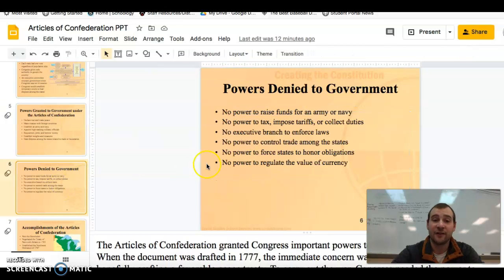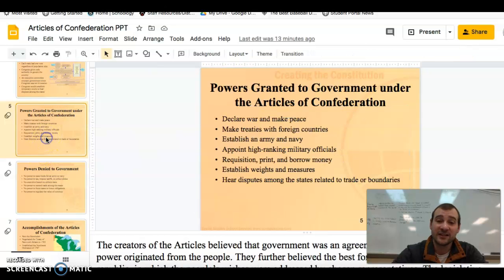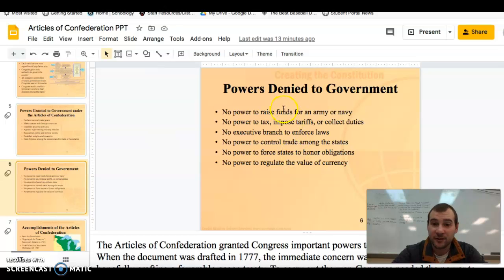And here's the stuff that they could not do. Remember, they could raise an army and a navy, but they had no power to raise the funds for the army and navy. So you wouldn't be able to buy equipment for your soldiers. You wouldn't be able to pay your soldiers. You can't really have an army if you can't pay anybody to fight for you. So again, this is one of those weaknesses. They say you can establish an army, but you can't pay for it.